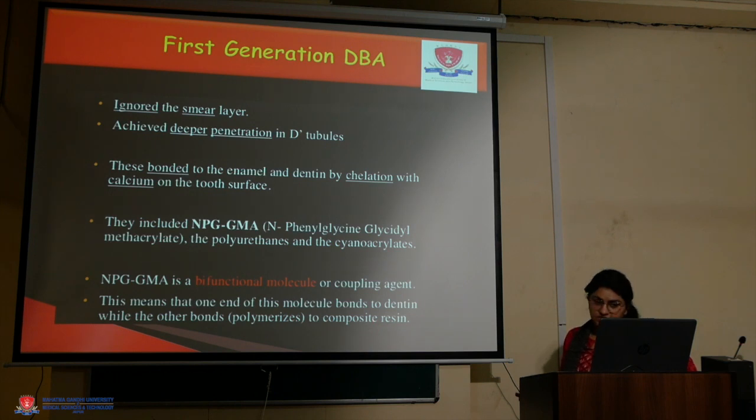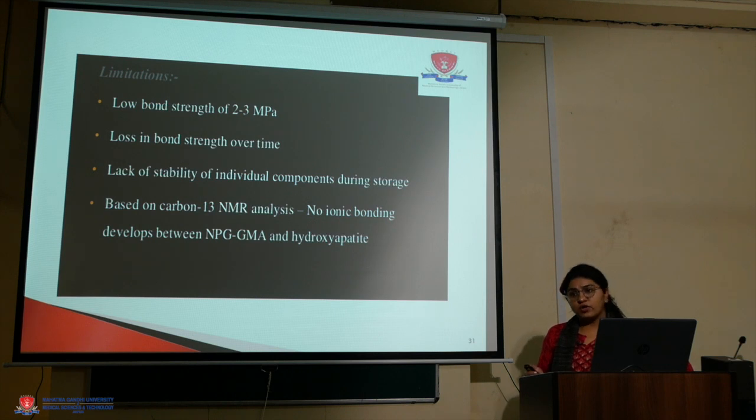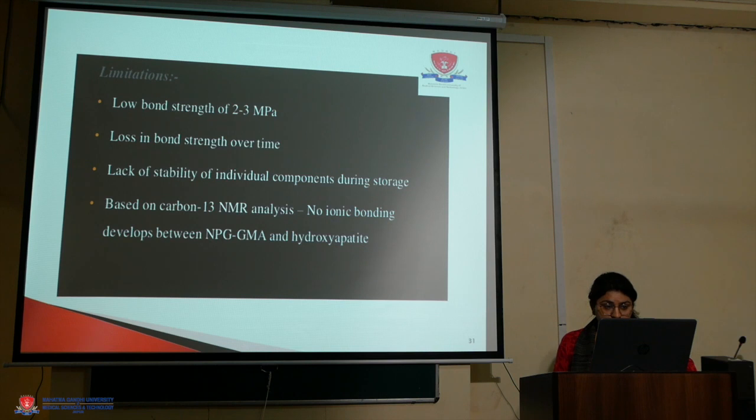So this was the first generation dentine bonding agent, but the disadvantage was a low bond strength of only 2 to 3 megapascals, and the bond strength was lost over time. They lacked stability of the individual components. So to overcome this, the second generation was introduced. This is how the evolution has been done.